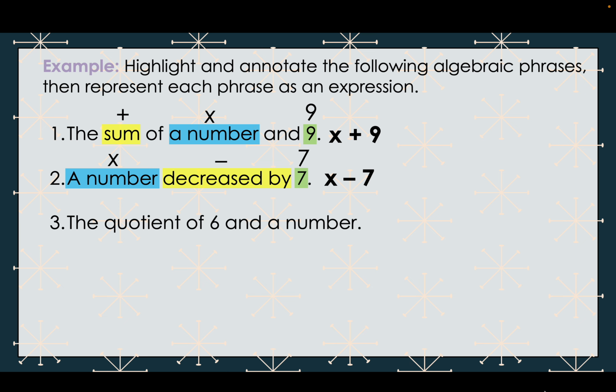For the next question, the quotient of 6 and a number. Remember, quotient represents division, and what we are dividing is 6 and a number, which we always identify as x. So we could say 6 divided by x. It's better to write it as a fraction. It's more algebraic that way, but you could also use a division sign.